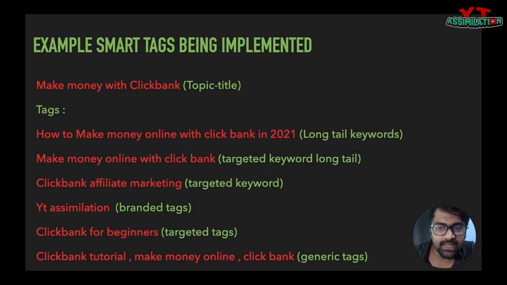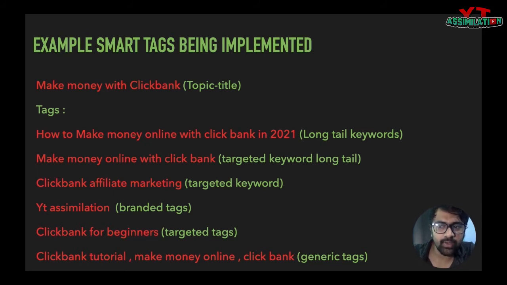Short tail keywords, on the other hand, are like make money online. This is just a three word keyword, which is hard to rank. So what you can do is implement long tail keywords to get that long tail traffic. You can optimize your title and description for the long tail keyword, so you can get a lot of search traffic.